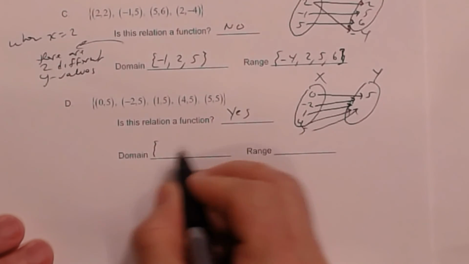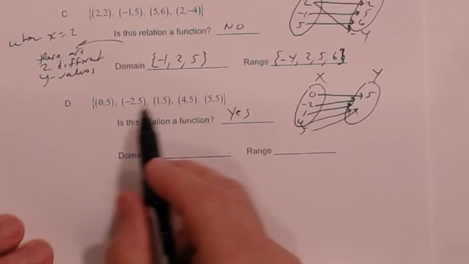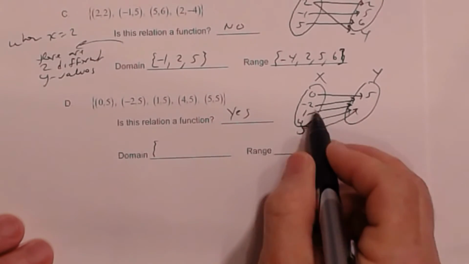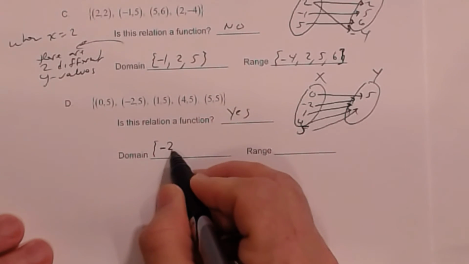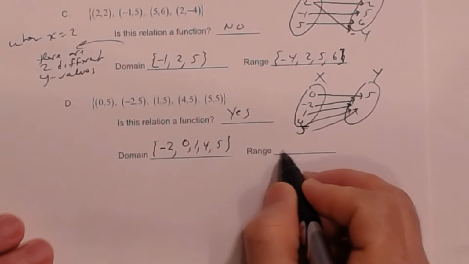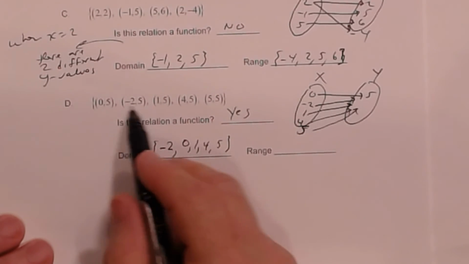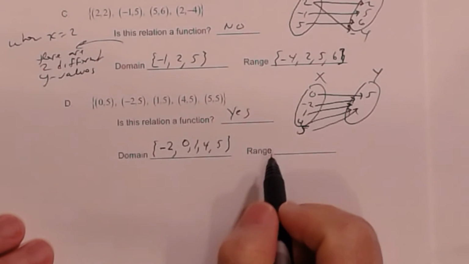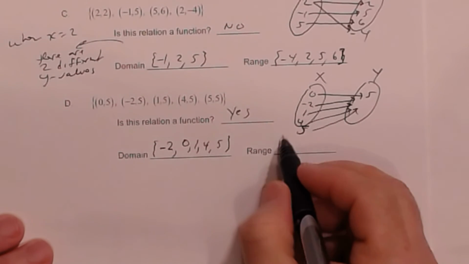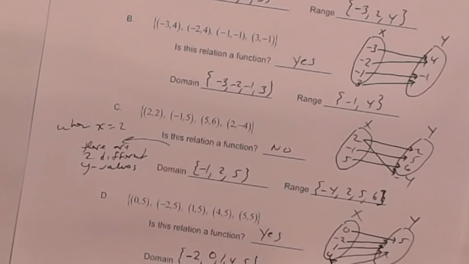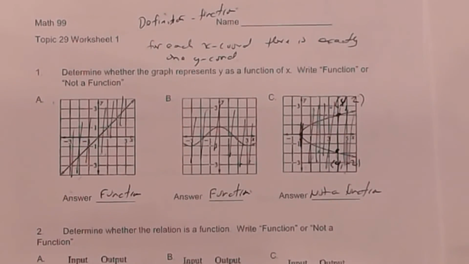And so when you do the domain, no element of the domain is repeated. Let's put this in order, though you don't have to. So you have {-2, 0, 1, 4, 5}. Now the range is only one element, right? Although you see five ordered pairs, there's only one distinct element for the range, and that is just {5}. All right, so that is the key to worksheet topic 29, worksheet 1.